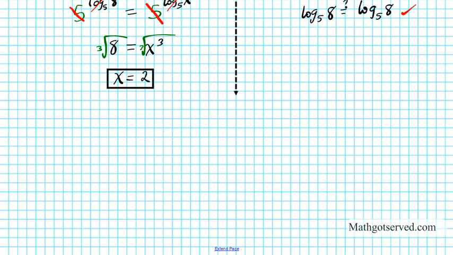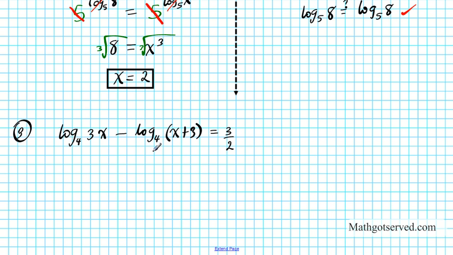Alright, let's move on to question number 3. We're going to solve the equation log base 4 of 3x minus log base 4 of x plus 3 equals 3 over 2.